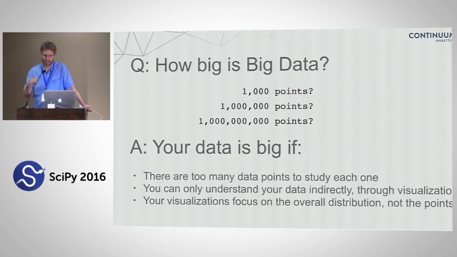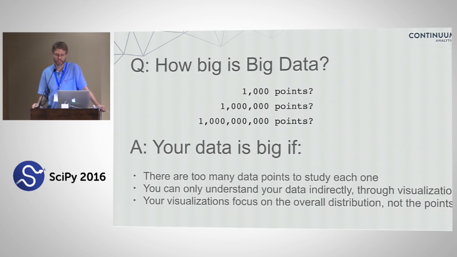So first off, anyone who talks about big data is obliged to define what they mean. I mean, is that 1,000 points, a million, a billion? And I take an operational definition of big data. Your data is big if there are too many data points for you to spend much time looking at any one of them. You can't really understand your data looking at it point by point if it's big data. If it's beyond your capability of scrolling through a spreadsheet and looking at every one, then it's big data by my definition. And the thing about big data is that you can only understand it indirectly.